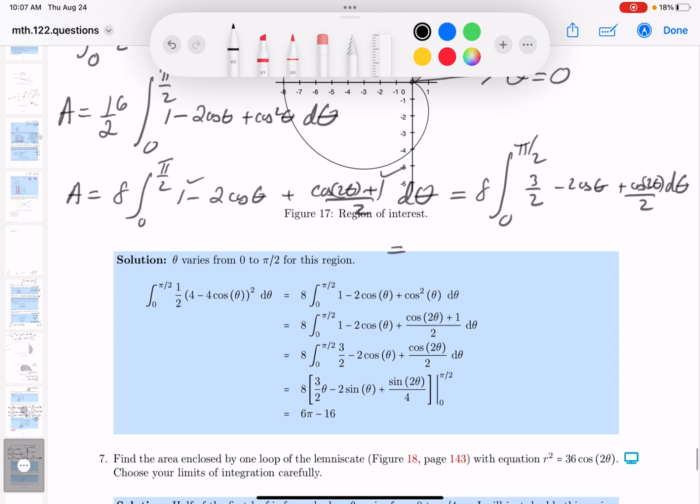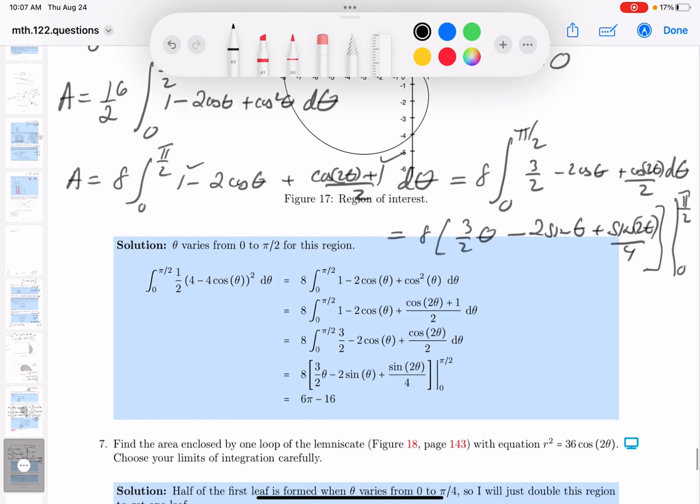So what do you get over here? 8 times (3 over 2 theta minus 2 sine theta plus sine 2 theta over 4). That was my mistake last time. And it's going to go from 0 to pi over 2. I probably should look at my key more often, by the way.